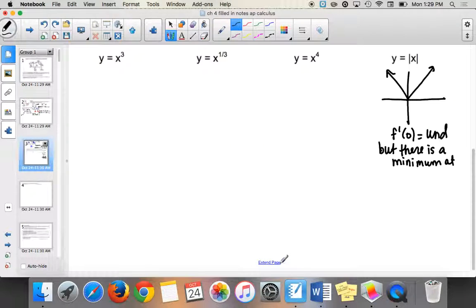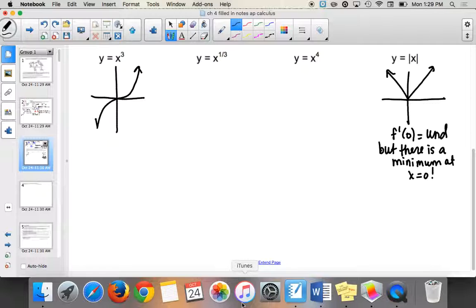So there's a minimum at x equals 0, though. Okay, so some people say, oh, minimums only occur where the derivative is equal to 0. Well, not necessarily, because that's the one we keep in our back pocket, right? We're like, oh, what about this one? All right, so x cubed. What's weird about x cubed?